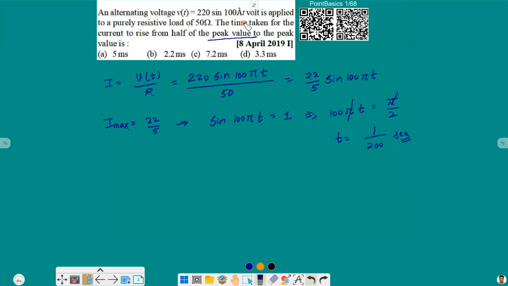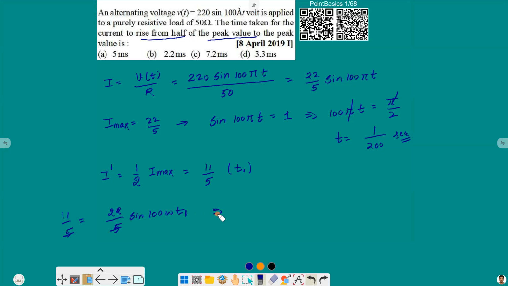Now we have to find the time taken for current to rise to half of the peak value. So in that, suppose current is I dash and it is half of peak, so half of I max, and that will be 11 by 5 from this value. So let's suppose time is t1 for this. So we can say 22 by 5 sine 100 pi t1, at time t1 the value of current is 11 by 5. So this will be 11 by 5. 5 gets cancelled, it will be 11 by 22.